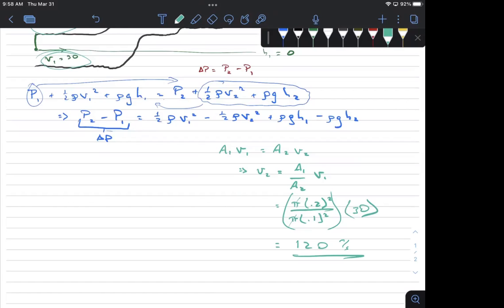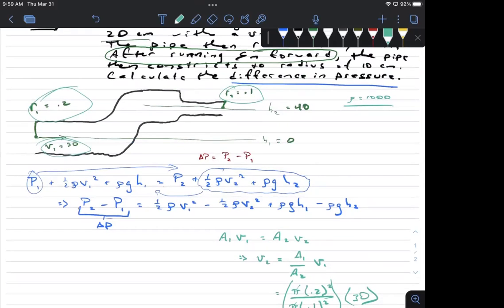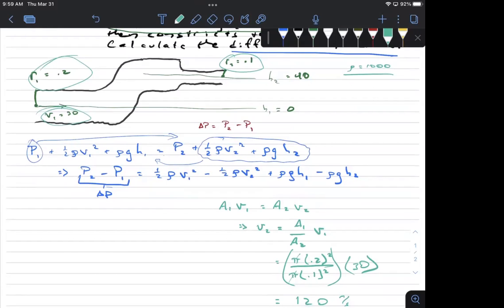Now, before I use this, I have to ask myself, does it seem okay? I don't want to use a number that I know is definitely wrong in my calculation. So I just want to take a couple of seconds to look at the answer and say, can I tell for sure whether it's right or wrong? How do I do it? Well, I say, originally the speed of the fluid was 30. I've then constricted the pipe. So if I constrict the pipe, do I expect the velocity to go up or do I expect it to go down?